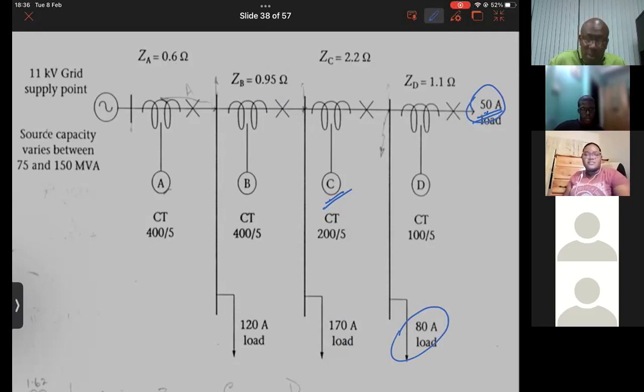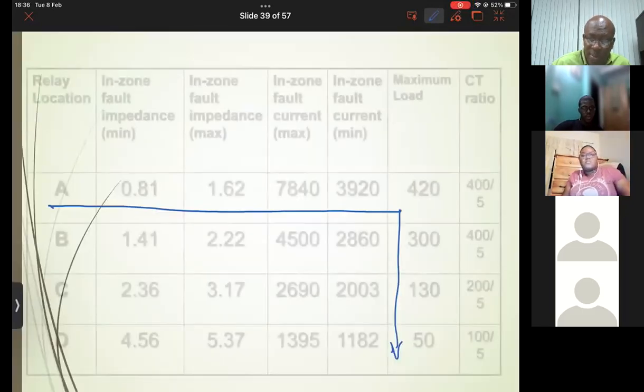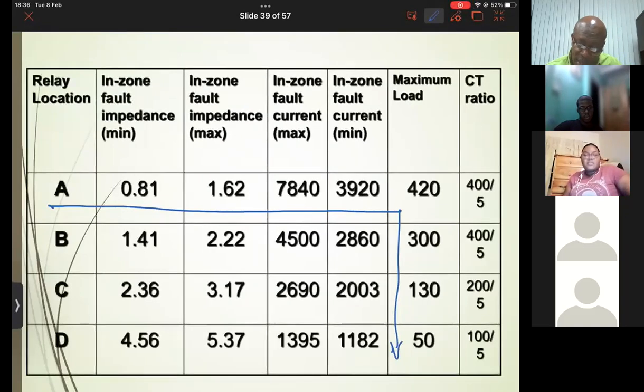All right? Thank you, Mr. Buchanan. And also, if you go to B, it will now add the 170. So that's how we get the 300. All right? And then A would have to see all the loads. So the maximum load current would be 50, 130, 300, 420. We're good with that?